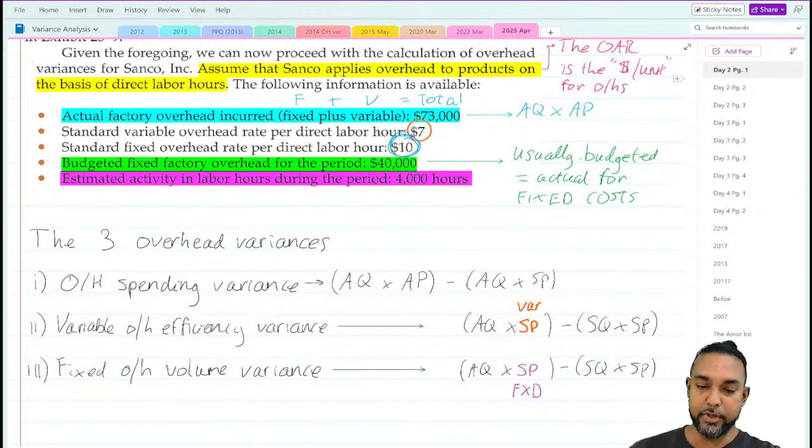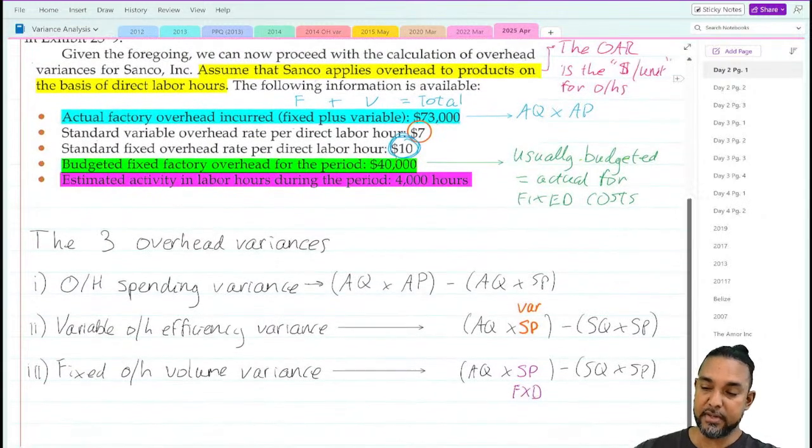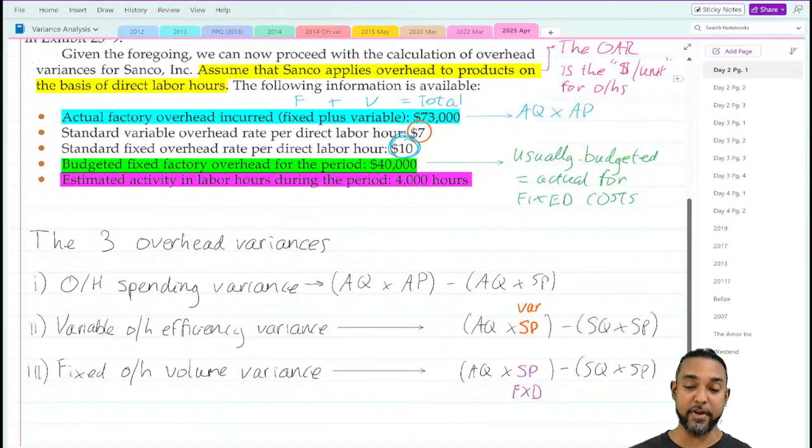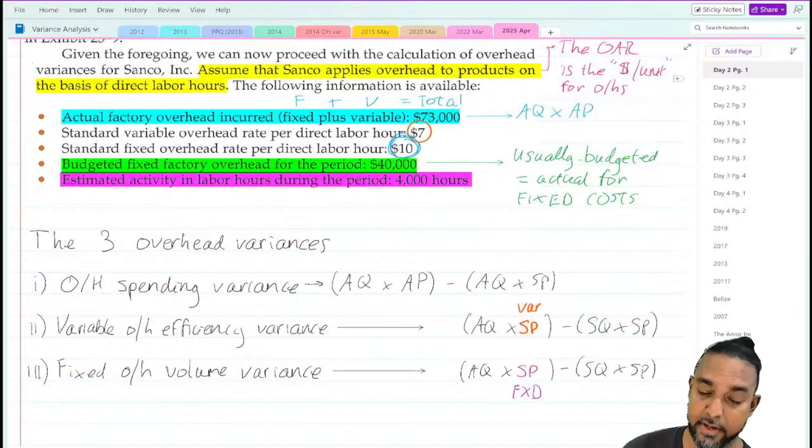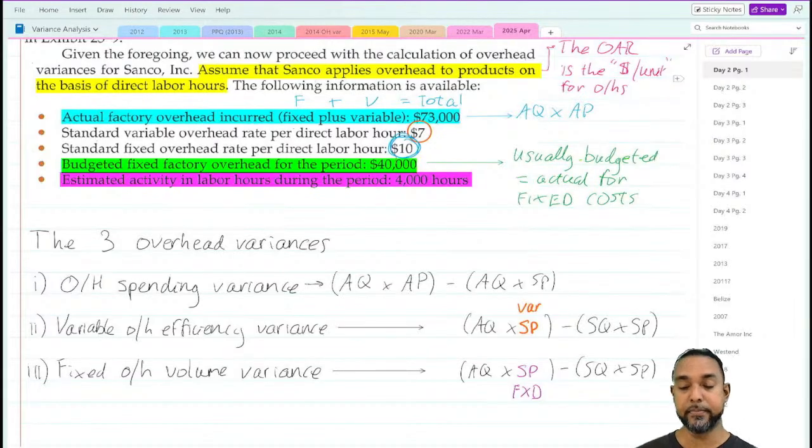Going from the top, it says in the yellow, Sanko applies overhead to products on the basis of direct labor hours. So the note I have there is that that's the OAR, and the OAR is basically the cost per unit for the overheads. And in the bullet points that follow, the second and third ones, the ones that are not highlighted, you have a separate overhead rate for direct labor hours for variable overheads and fixed overheads: $7 per direct labor hour for variable overhead and $10 per direct labor hour for fixed overheads.